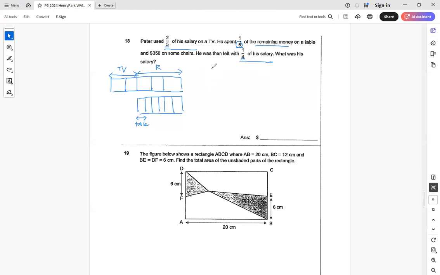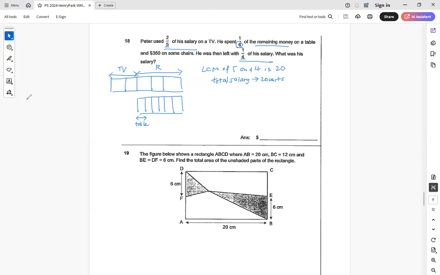So what I'm going to do now, I will find the lowest common multiple, LCM, of 5 and 4, which is 20. If you list down the multiples of 5, list down the multiples of 4, the lowest common multiple is 20. This means I want my total salary to be 20 units, because that's the common multiple of 5 and 4.